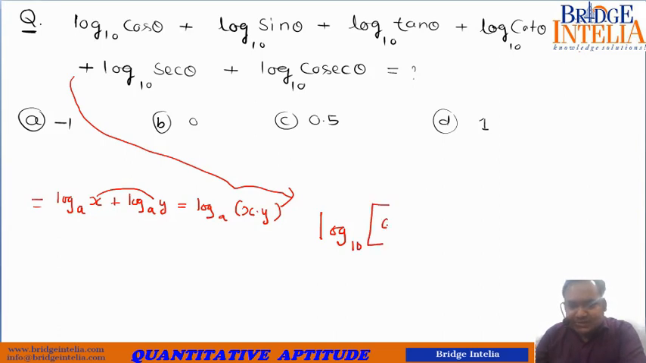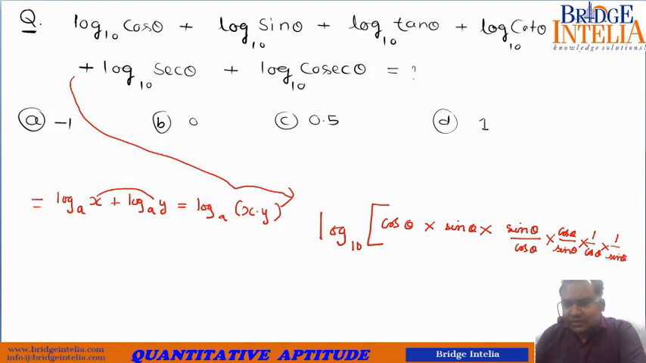Which terms? Cos theta into sine theta into tan theta. What can tan theta be written as? Tan theta can be written as sine theta upon cos theta, into cot theta. Cot theta can be written as cos theta by sine theta, into sec theta. Sec theta can be written as 1 upon cos theta, into cosec theta. Cosec theta can be written as 1 upon sine theta.